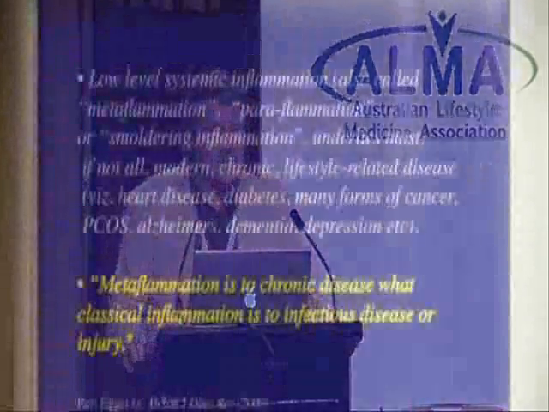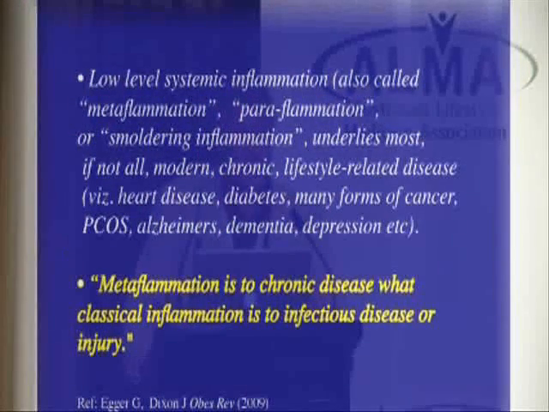So, low-level systemic inflammation, also called metaflammation or paraflammation or smouldering inflammation, underlies most, if not all, modern chronic lifestyle-related disease, such as heart disease, diabetes, and even many forms of cancer, we know now. If you want to follow this up, there was a supplement published in Nature in September last year, which is all about this inflammation. Metaflammation, therefore, is to chronic disease what classical inflammation is to infectious disease or injury.